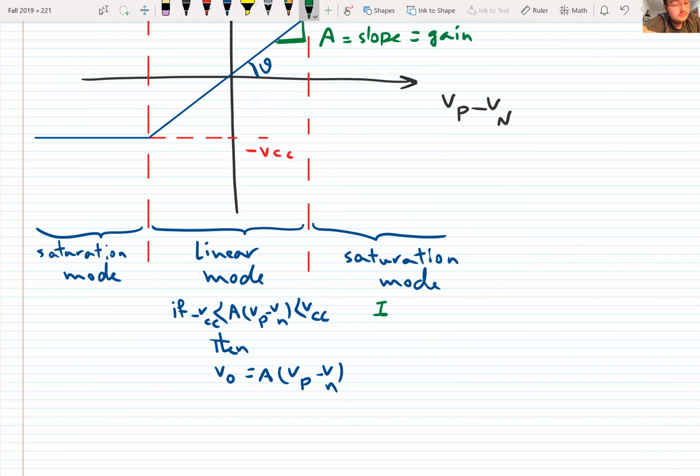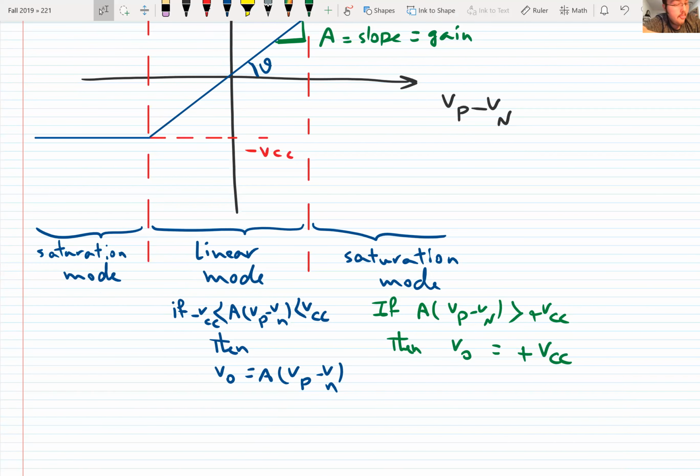If A times (Vp minus Vn) is greater than plus Vcc, then Vo is not equal to A times (Vp minus Vn), because A times (Vp minus Vn) is greater than Vcc, and we cannot move beyond Vcc. So we know that Vo is equal to plus Vcc.